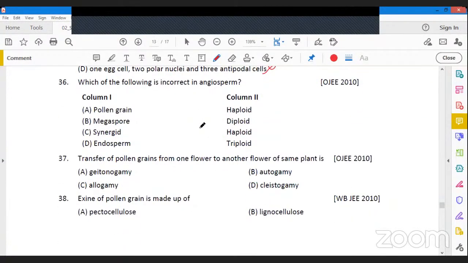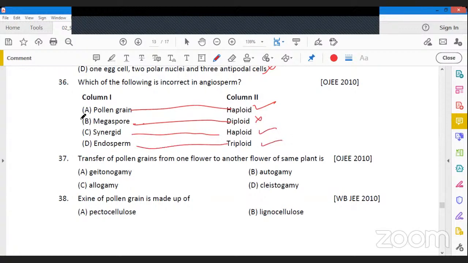Then which of the following is incorrect in angiosperm? Look: pollen grain, haploid; megaspore, haploid; synergid, haploid; endosperm, triploid. So pollen grain, haploid, this is correct. Megaspore is given as diploid, wrong. It is actually haploid. Synergid, haploid, correct. Endosperm, triploid, correct. So the correct answer is B.